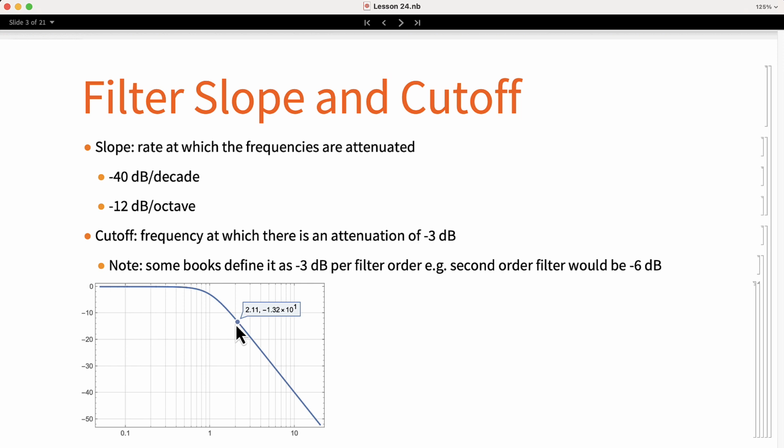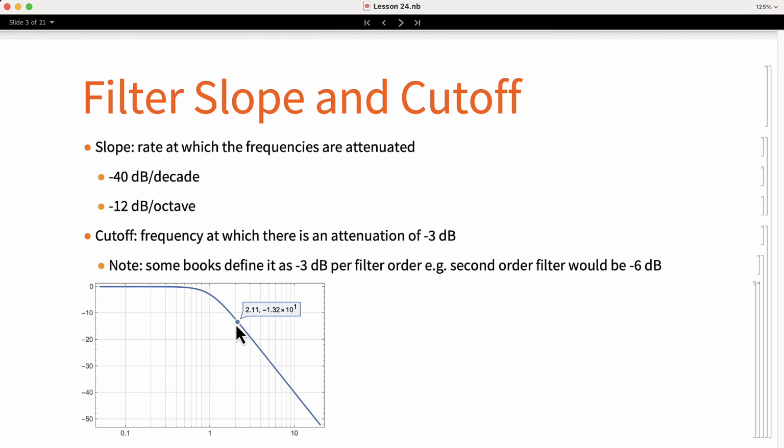This is a first order filter because it has only one capacitor. The one in this example is a second order filter, and that's why it has a slope of minus 40 dB per decade. In general, as the order of the filter increases, we can expect a steeper slope. The other important parameter is the cutoff frequency. We have mentioned this parameter before. It defines the frequency at which the filter has a significant effect.